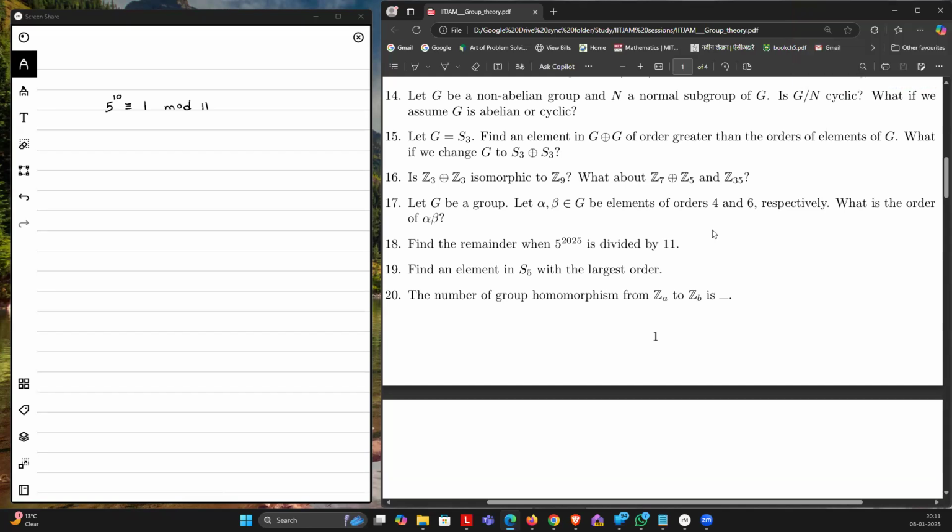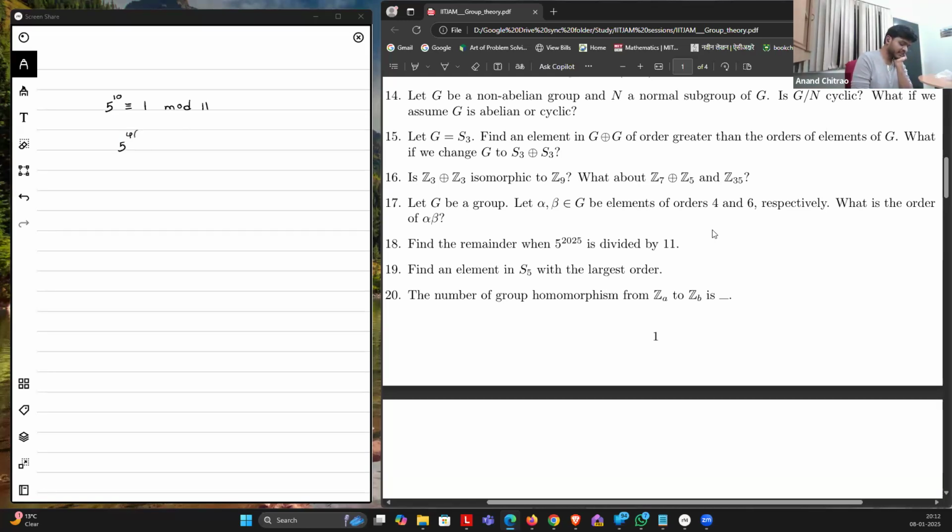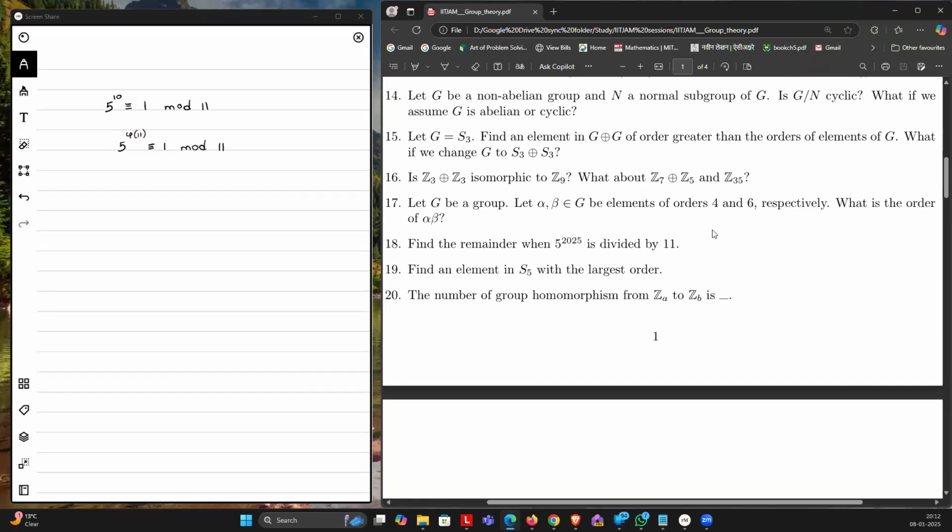Yeah, but there's a cheating way of doing this, and that is Fermat's theorem. So 5 to the power phi of 11 is congruent to 1 mod 11. What is phi of 11? Fermat's theorem: A to the power p will be congruent to A mod p.